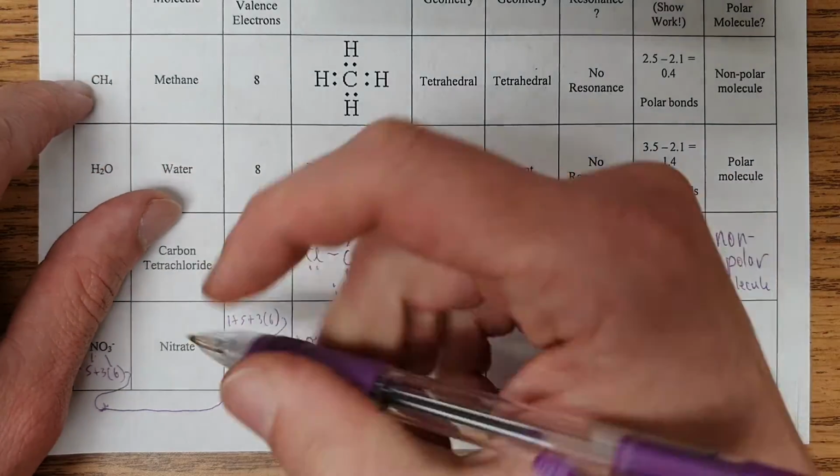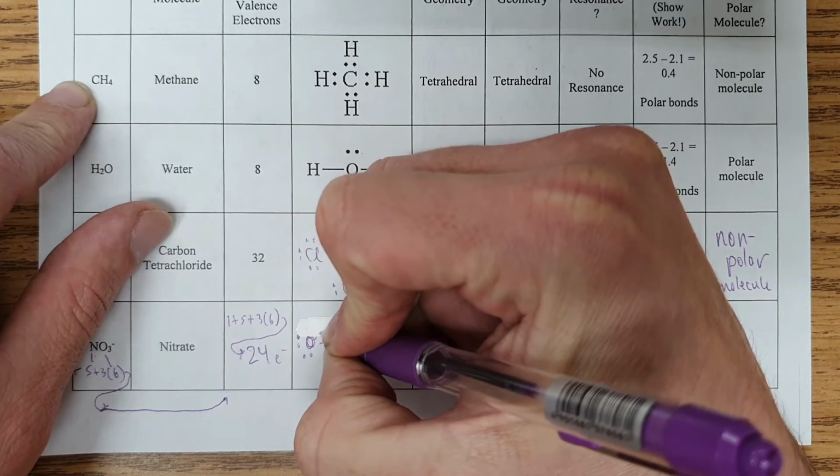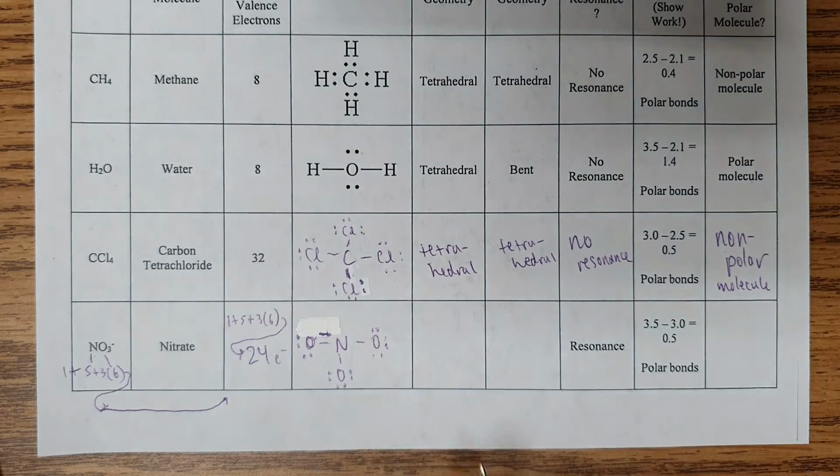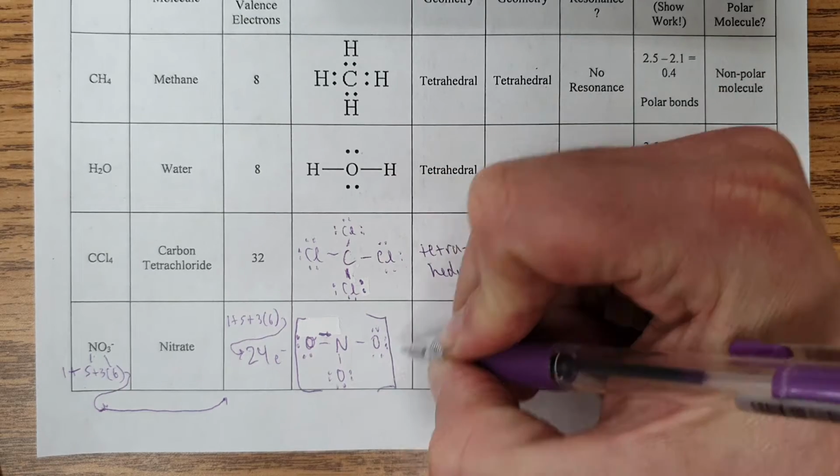So let's change that back. Let's make that a double bond. And now it's still 24. 2, 4, 6, 8, 10, 12, 14, 16, 18, 20, 22, 24. But now oxygen has a satisfied octet rule and nitrogen. Let's give it brackets. Charge.